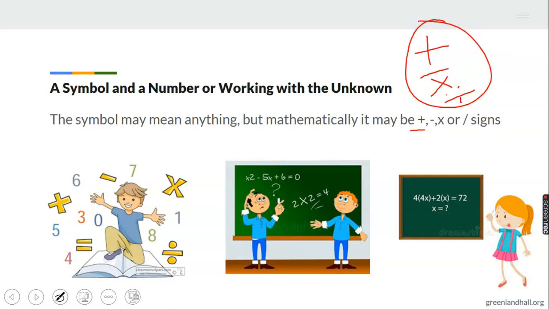It goes round these. Sometimes it could be a combination of both. I am telling you, boys, girls, it could be a combination of both. And so when it is a combination of both, you get your answer. We play around these mathematical operators, so we are not going outside. The symbol may mean anything, but mathematically, it must be within the signs.